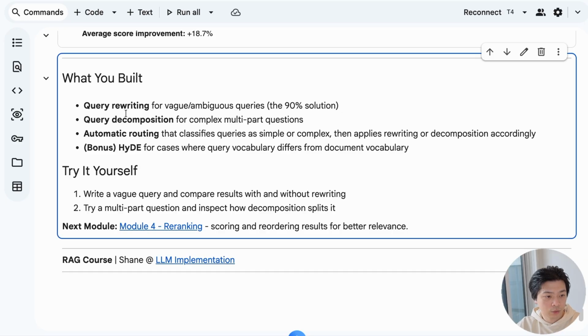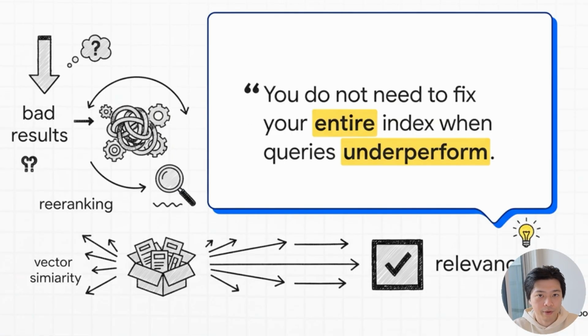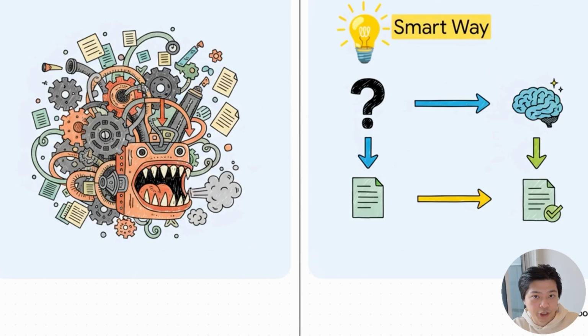Three techniques: rewriting for vague, ambiguous queries, decomposition for complex multi-part questions, and HyDE for extreme vocabulary gaps. One thing to remember from today is you do not need to fix the entire index when a query underperforms. Sometimes the cheapest fix is rewriting the query before it hits the vector store. One LLM call, no re-indexing, no re-chunking.